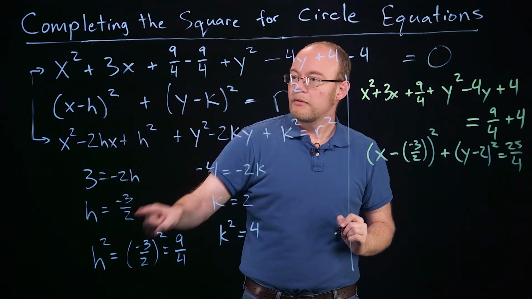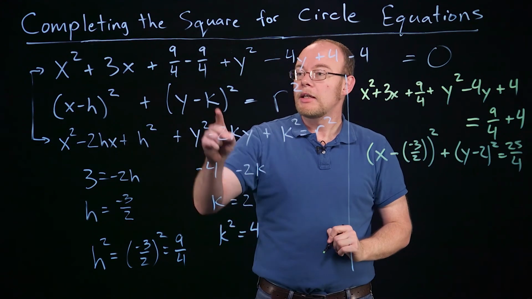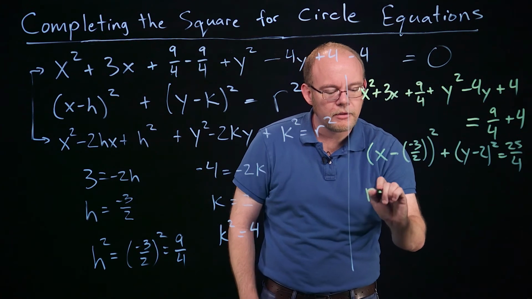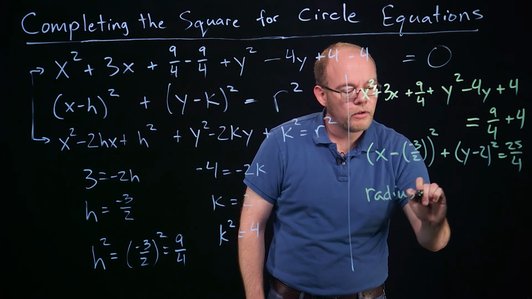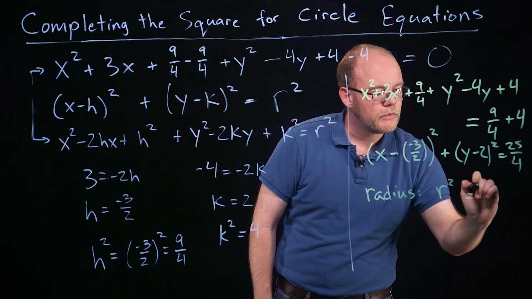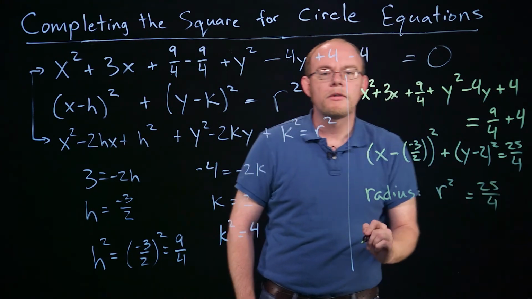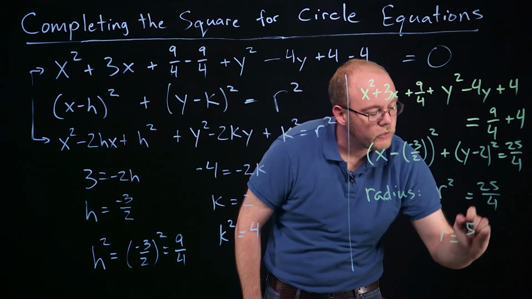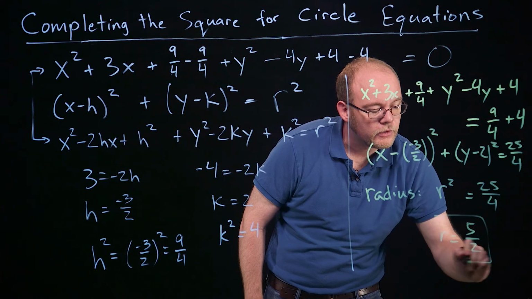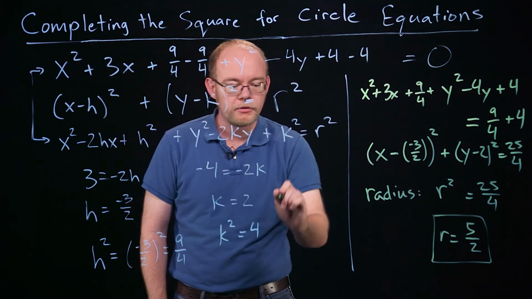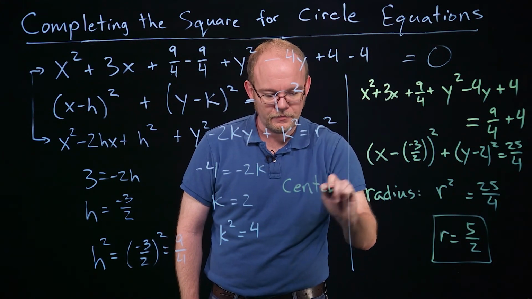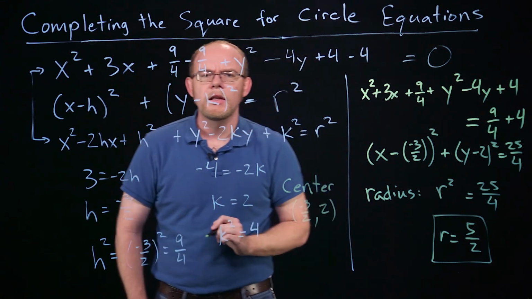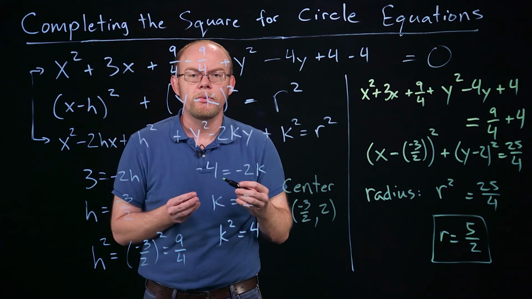where h is equal to -3/2. Here we go, -3/2. k is equal to 2. And now we have our r squared. If we wanted to find the radius, we'll notice that our r squared is equal to 25/4. When I square root both sides, I'll have r equal to the square root of 25, which is 5, and the square root of 4, which is 2. So that gives us the radius. And these two bits of information gave us the center, -3/2 and 2. And so that completes the process of completing the square for circles.